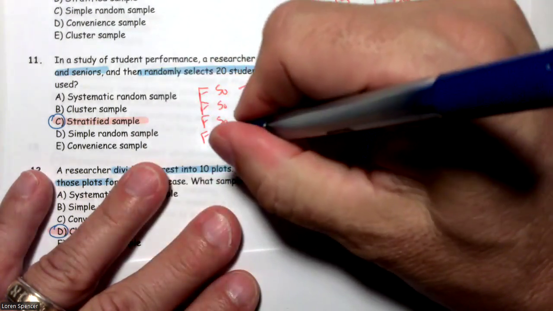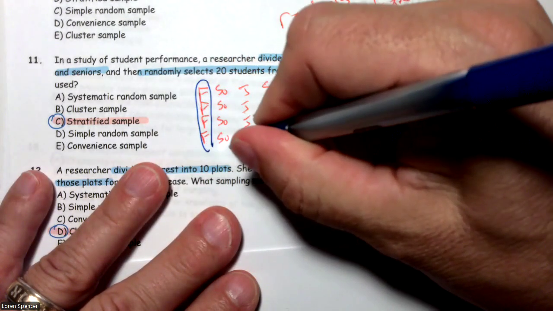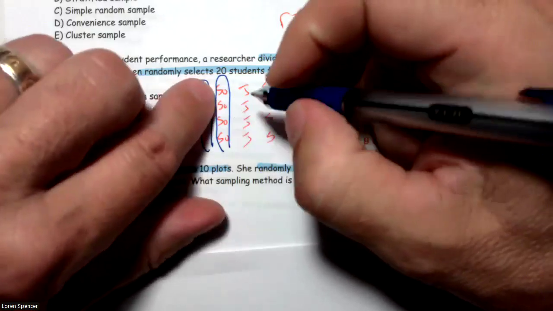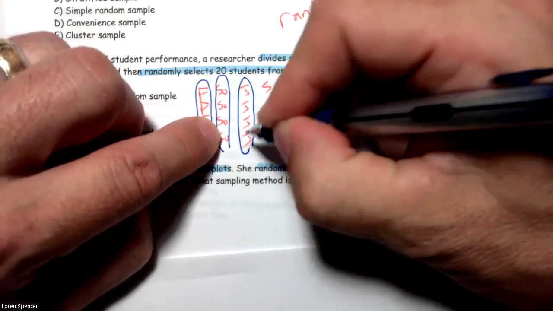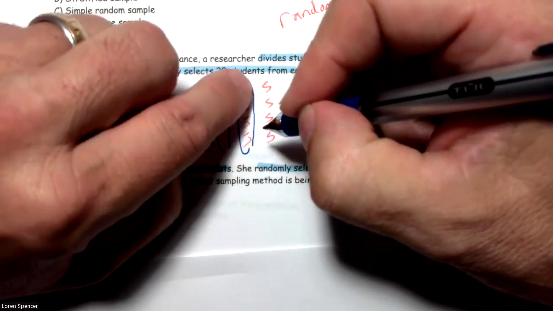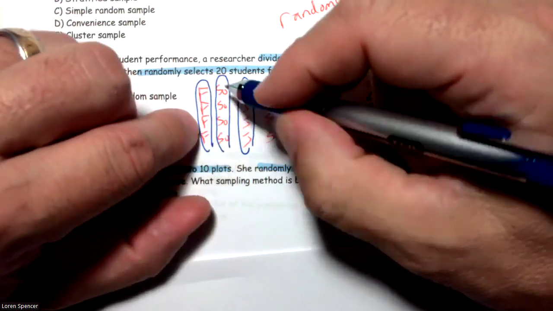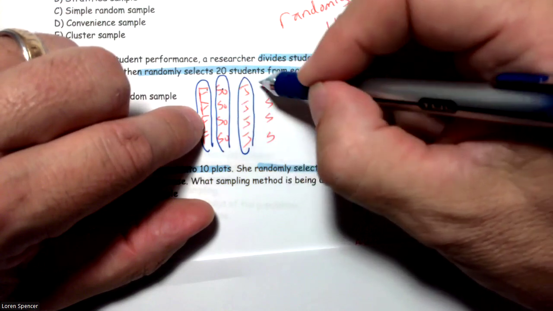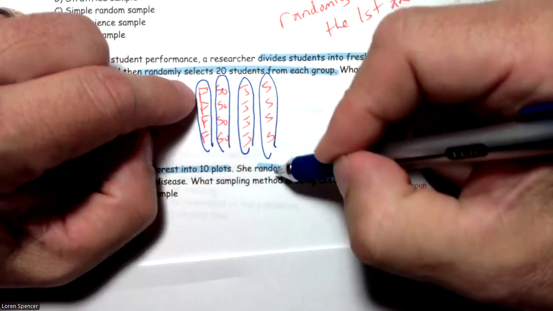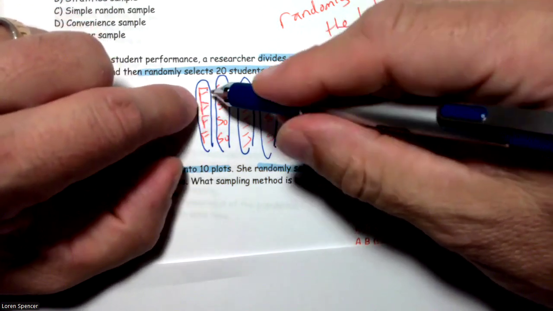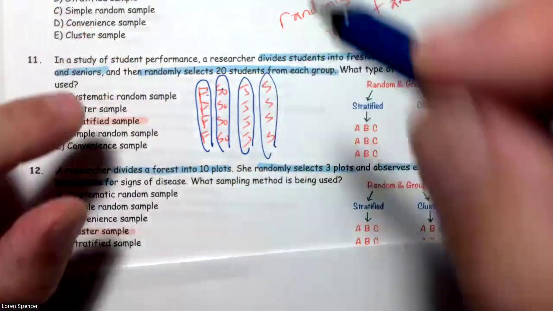So everyone in this group is a freshman. That does not look like the population. Everyone in the group is a sophomore. That does not look like the population because it doesn't have any freshmen and juniors. This group, everyone in this group are juniors. It doesn't look like the population because it doesn't have freshmen and sophomores or seniors. And this one, everyone in the group is seniors. It doesn't look like the population because it doesn't have freshmen, sophomores, and juniors.